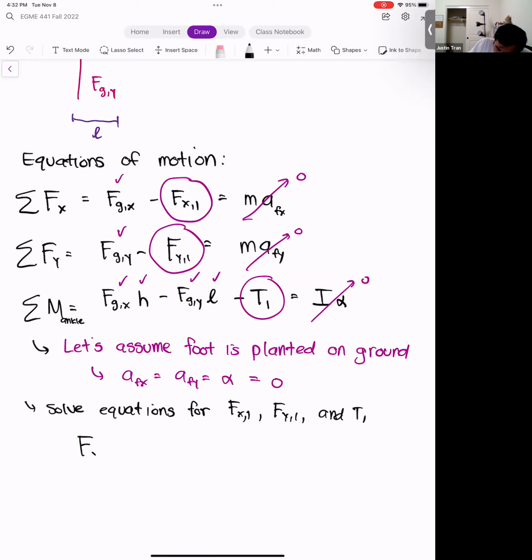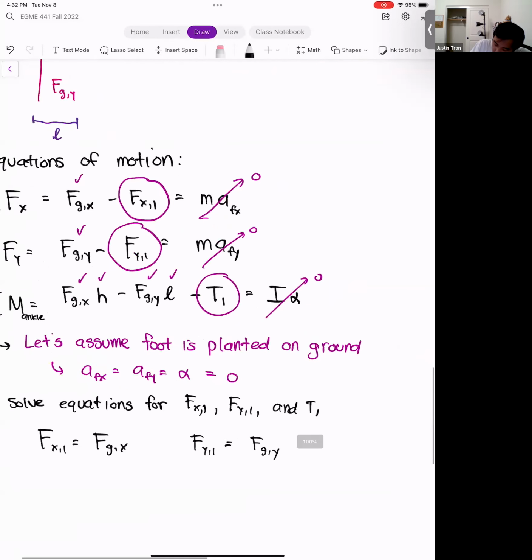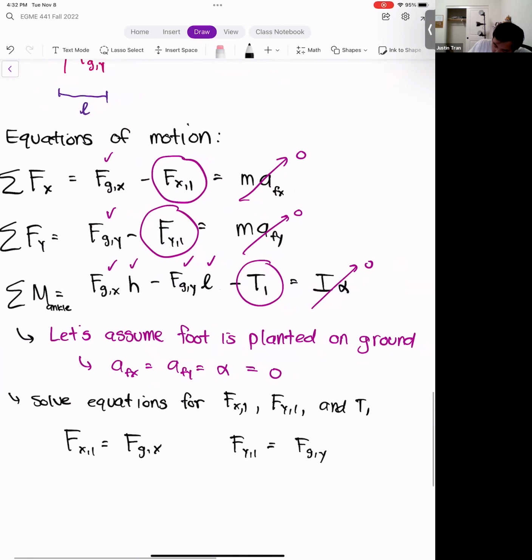Okay, so we have fx1 is equal to fgx, fy1 is equal to fgy, and then t1 here is equal to fgx times h minus fgy times l. Okay.